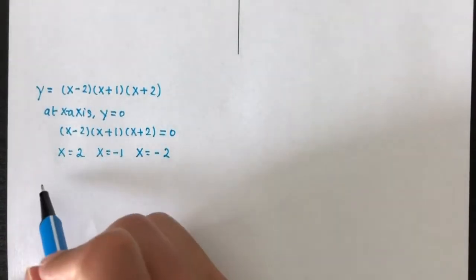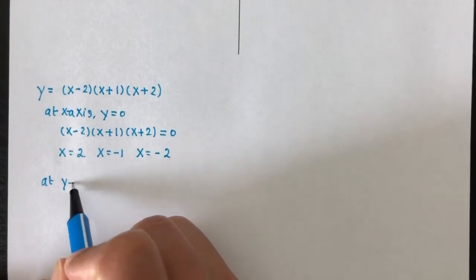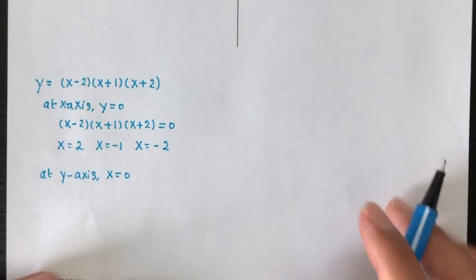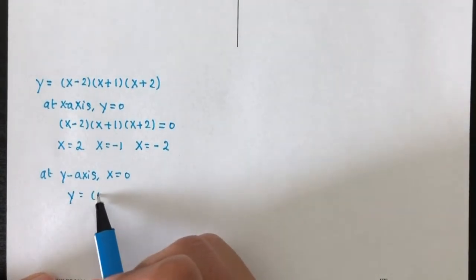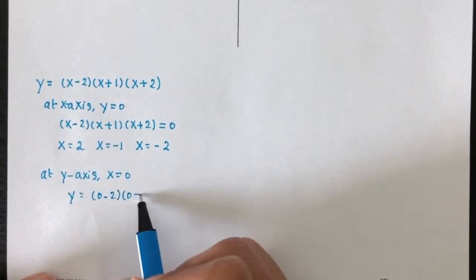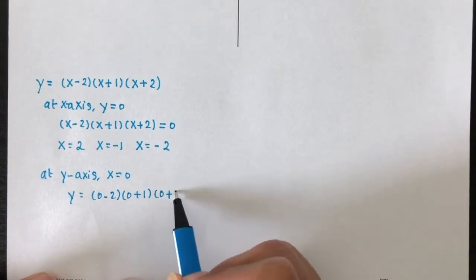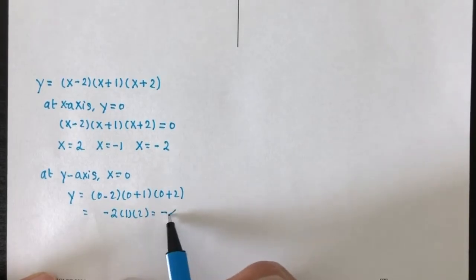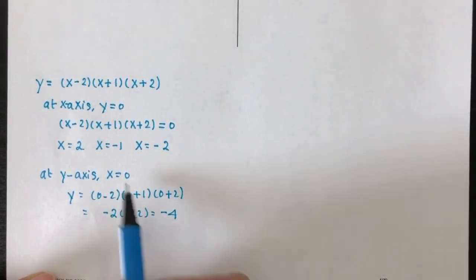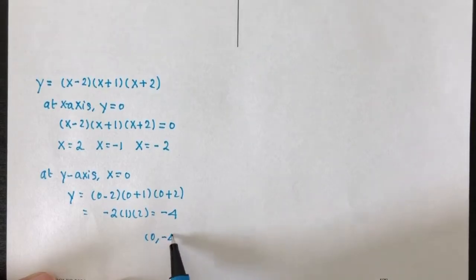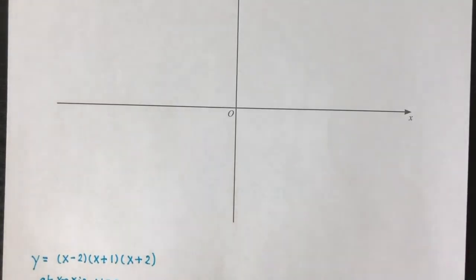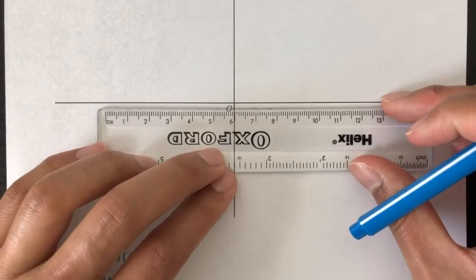Same thing, at the y-axis, x is equal to 0. So let's find the value of y. y will be (0 minus 2) times (0 plus 1) times (0 plus 2), which will be minus 2 times 1 times 2, which is minus 4. So here we have another point, which is (0, minus 4), and here we have all these points on the x-axis. Now let's label the axes to see where we can plot the points.